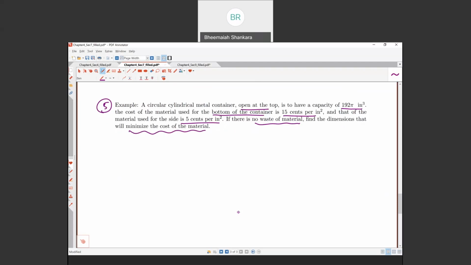So let's draw a cylindrical metal container. The container is open at the top, and the capacity will be 192, which means the volume is 192 pi inch cube. The radius is r and the height is h.